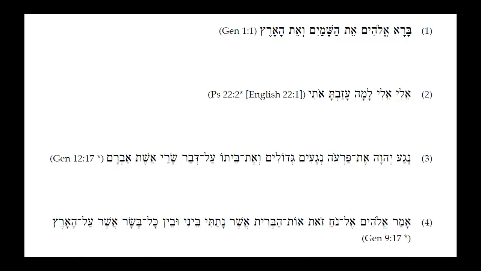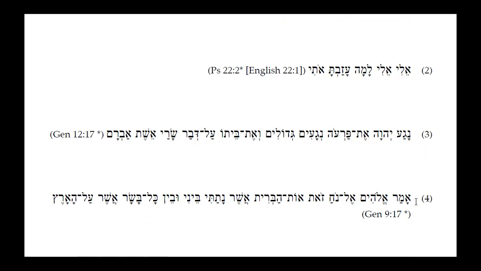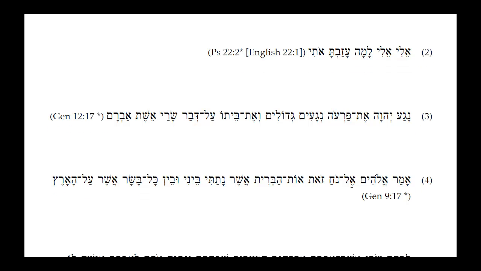Okay, let's go down here. Number 4 is Amar Elohim el Noach zot ot habrit asher natati beini uvein kol basar asher al ha'aretz. And this is in the 9th chapter of Genesis. And God said to Noah, this is the sign of the covenant, which I have placed between me and between all flesh which is upon the earth.